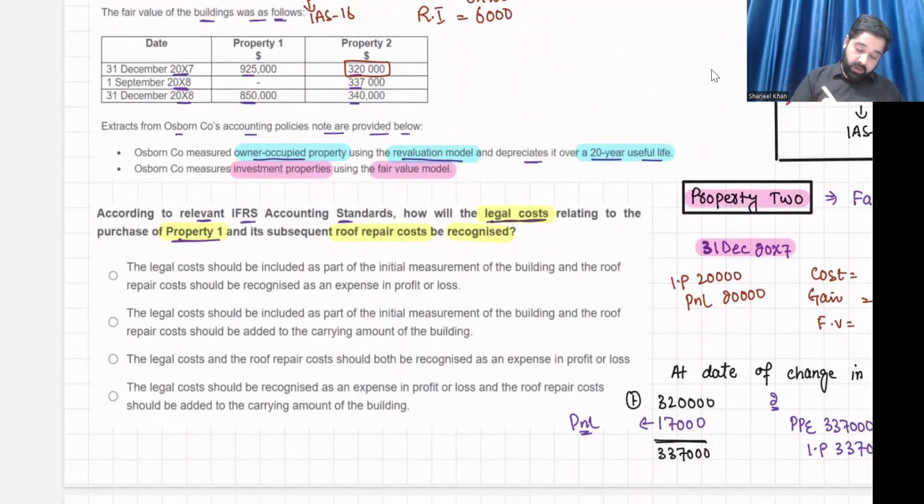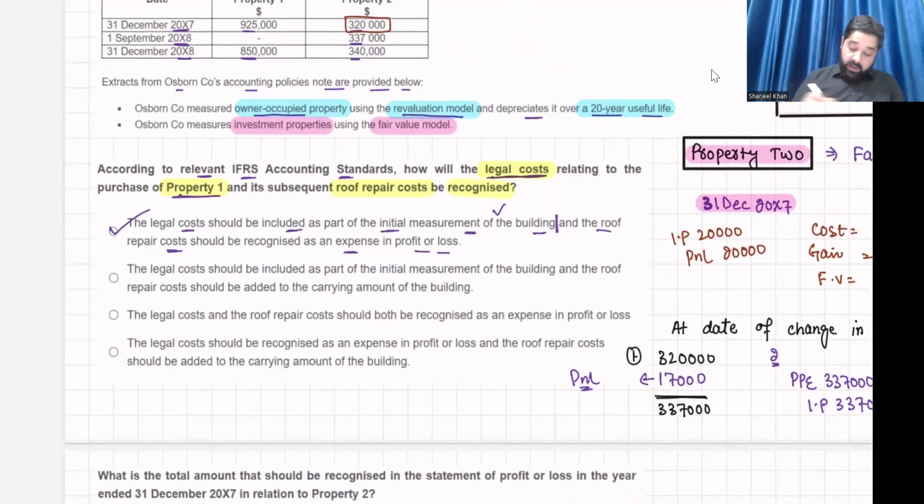Okay. The legal cost should be included as a part of the initial measurement of the building, right until this, and the roof repair cost should be recognized as an expense in the profit or loss. Option A is the correct one. Option B, the legal cost should be included as a part of the initial measurement of the building, correct, and the roof repair cost should be added to the carrying amount of the building. So this is wrong. It should be expensed out, not added to the carrying value of the building, because it's not a capital expenditure, it's a revenue expenditure. And revenue expenditure should be charged as an expense immediately to profit or loss.